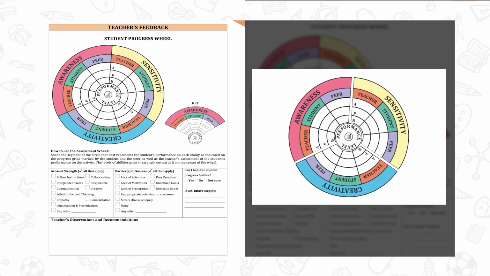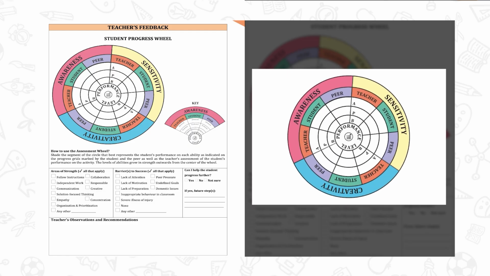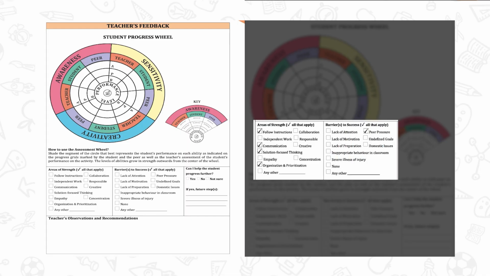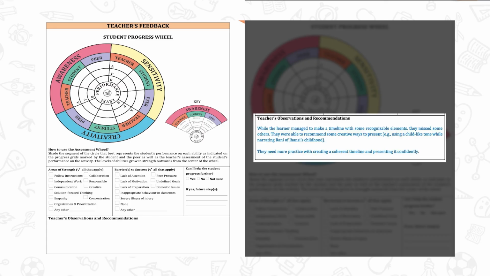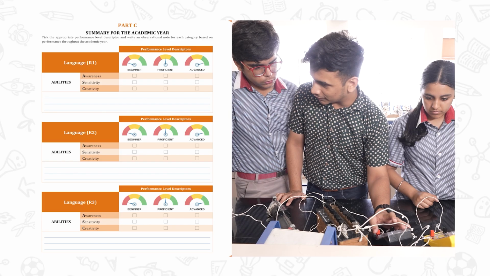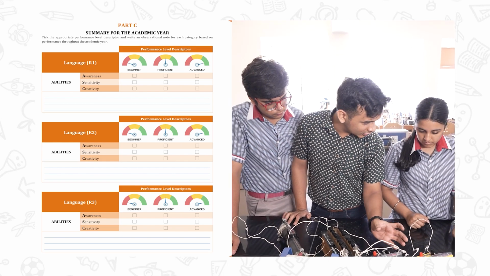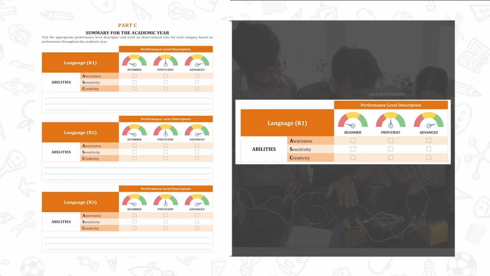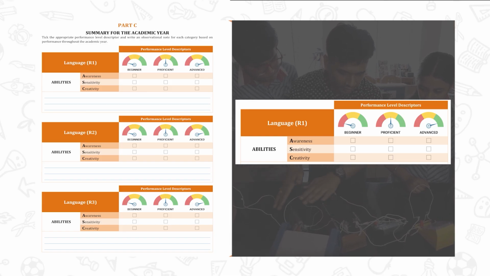Finally, the student progress wheel is filled by the teacher using the feedback shared by them, the student, and a peer. Finally, the teacher identifies areas of strength of the learner, barriers to success, and how they can help the learner progress further. This wheel provides a holistic overview of the learner's performance in the activity and the feedback shared by all stakeholders. Part C is a summary for the academic year. Teachers are encouraged to mark the performance level descriptor for each ability in each subject across 2 terms.